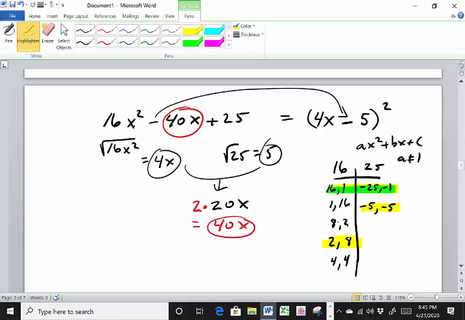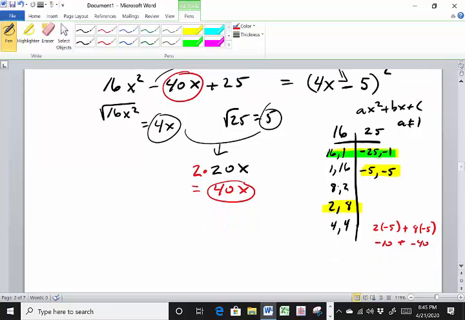Let's look at these two right here. So I'll actually write this out. Let's try 2 times minus 5 plus 8 times minus 5. So that's minus 10 plus minus 40. Nope, that's minus 50. We're getting closer, but we want minus 40. It looks like, I think this is going to work. These two, actually.